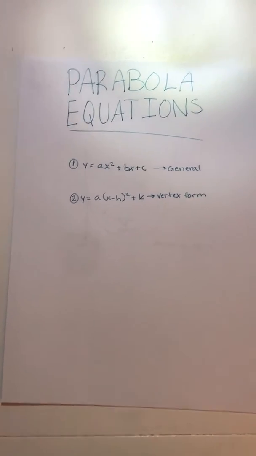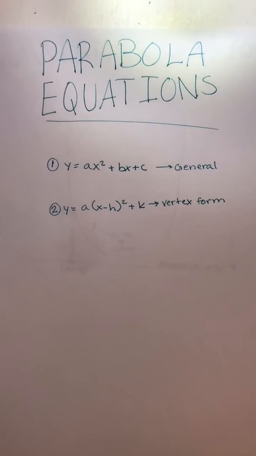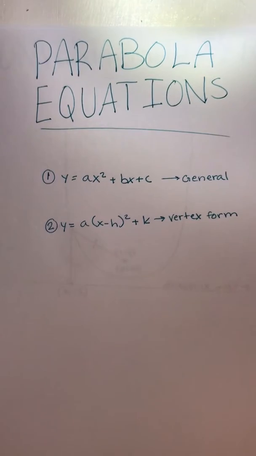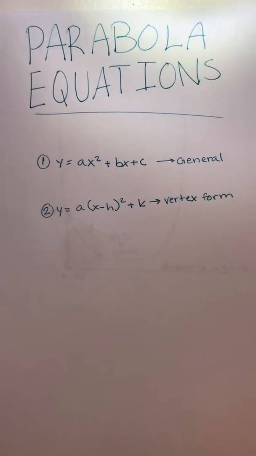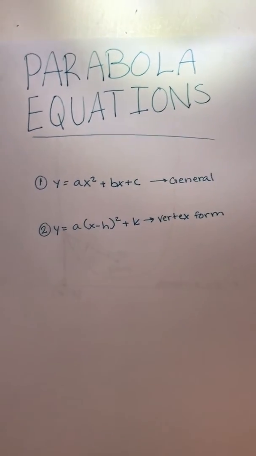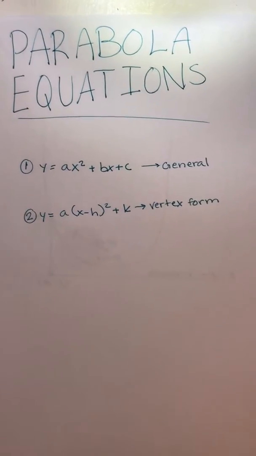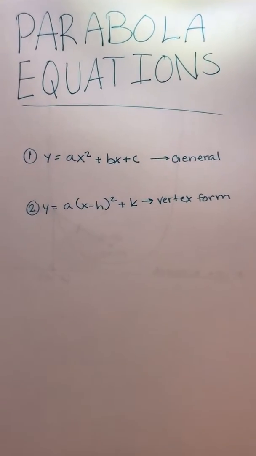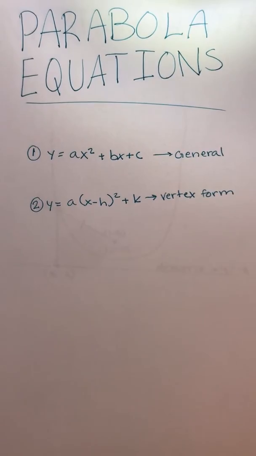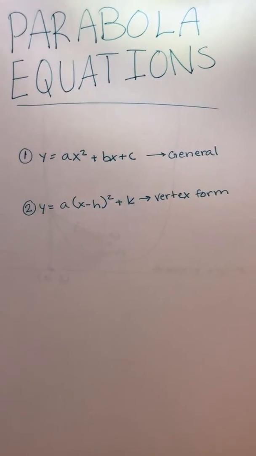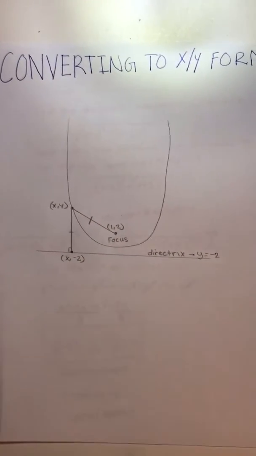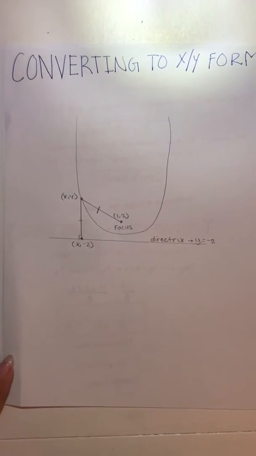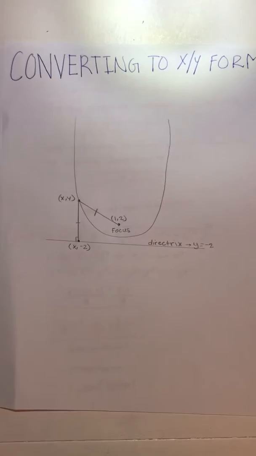Now, two important parabola equations are the general equation, which is y equals ax squared plus bx plus c. Now remember this equation because you'll see it later on. And the next is the vertex form, which is y equals a(x minus h) squared plus k. Now something that it's important to know is how to convert it to the xy form.